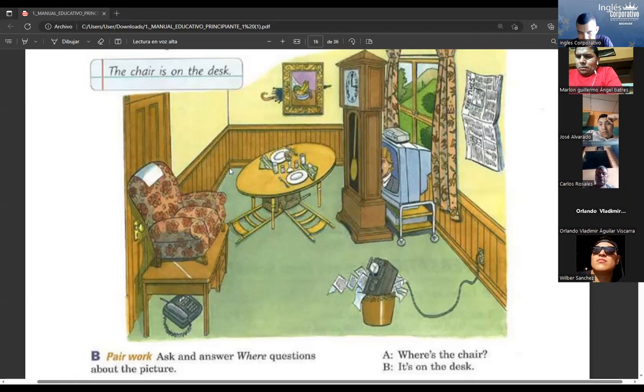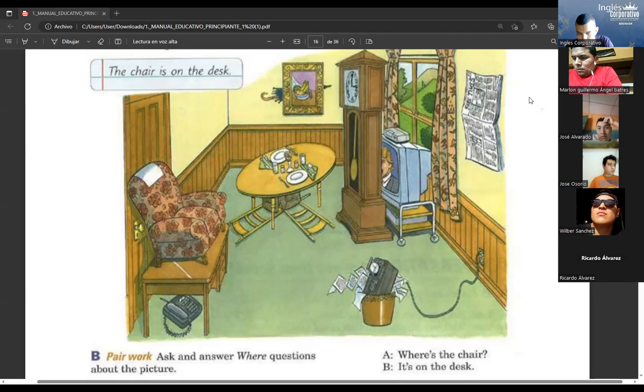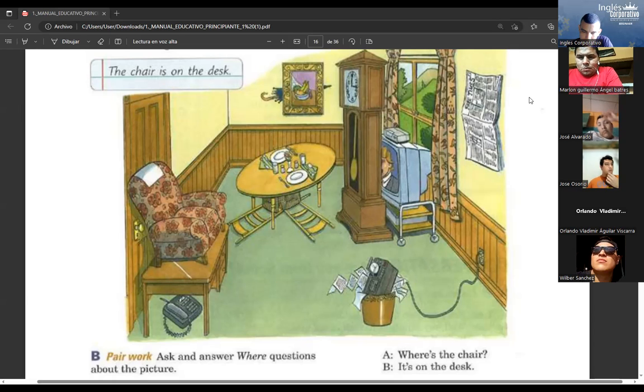Where is the TV? The TV is behind the clock. Okay. Behind the clock. Where is the radio? The radio in... Where is the umbrella? La sombrilla. The umbrella is behind the chair. Okay. Good.